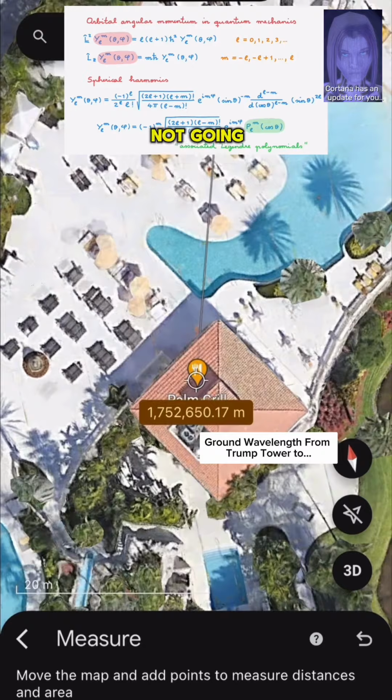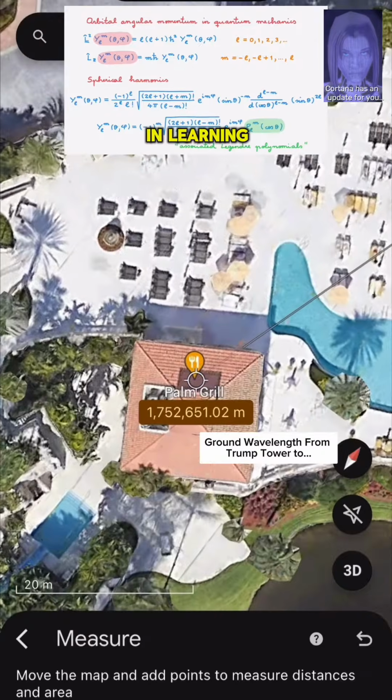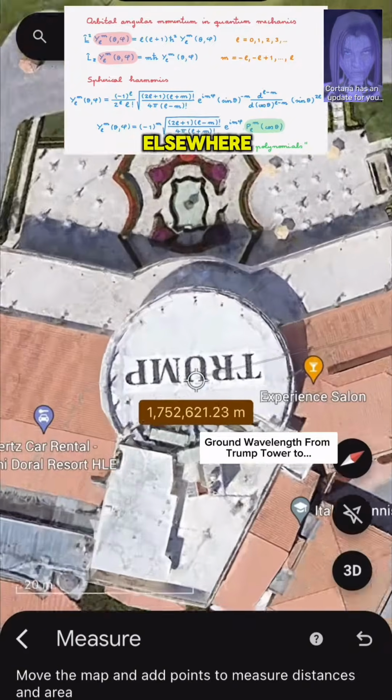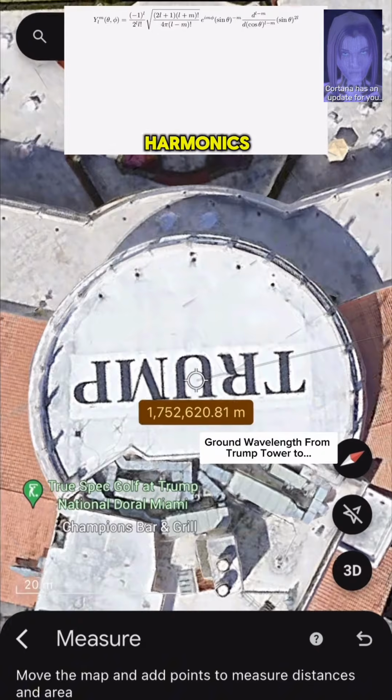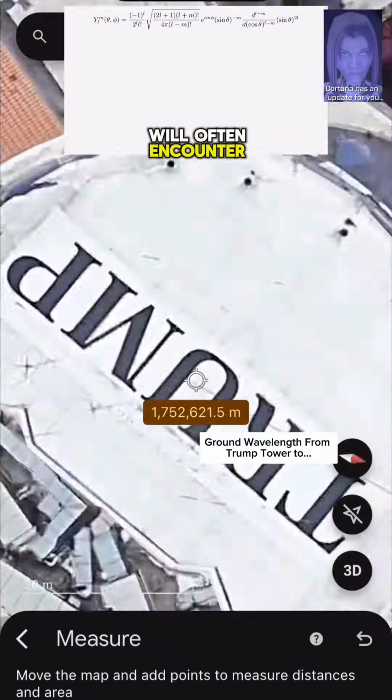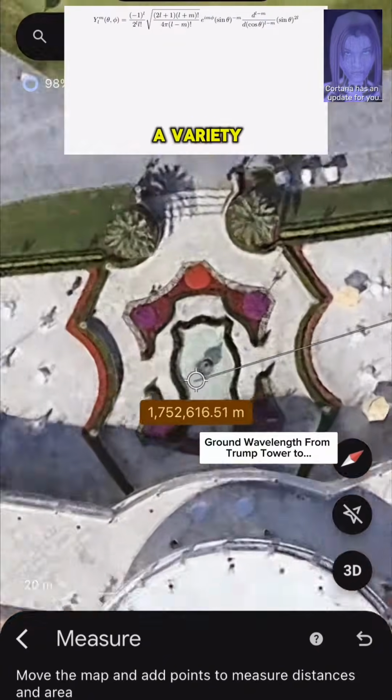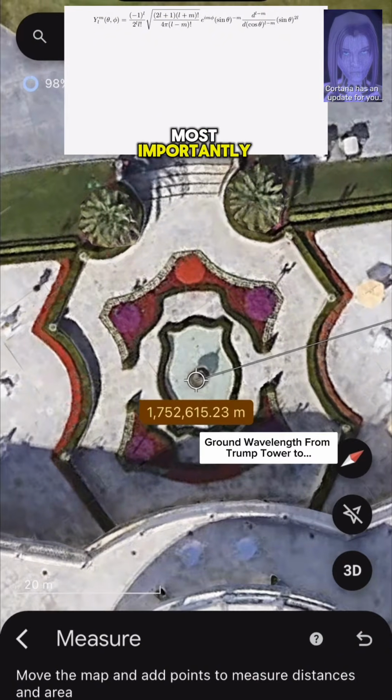These functions P here are called the associated Legendre polynomials. But today we are not going to explore them any further, so if you're interested in learning more about them, I encourage you to check them out elsewhere. The visualization of spherical harmonics is something that you will often encounter because spherical harmonics feature in a variety of quantum systems, most importantly the hydrogen atom.